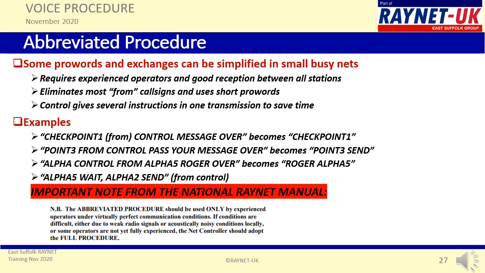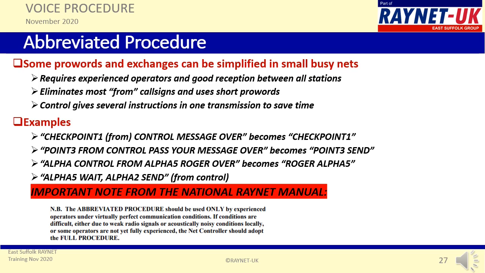So for example, "Checkpoint 1 from control, message over" becomes "Checkpoint 1." "Point 3 from control, pass your message over" becomes "Point 3, send." "Alpha control from Alpha 5, Roger over" becomes "Roger, Alpha 5." And control might say "Alpha 5 wait, Alpha 2 send," instead of separately saying "Alpha 5 from control, wait. Alpha 2 from control, send your message over."